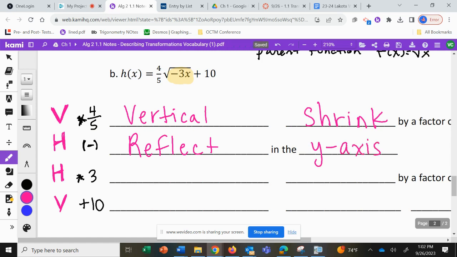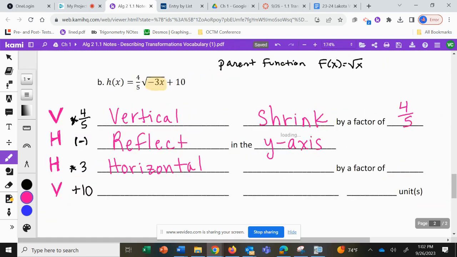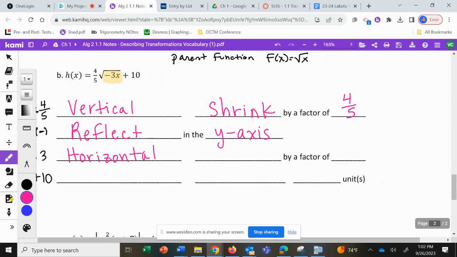Times by 3. That is multiplication. So we're doing a stretch or shrink. It's horizontal. So I will start with the word horizontal. Okay, I'm going to put, if it's a stretch or shrink, last. You can do it first if you want. It doesn't matter. But I like to go to by a factor of. That's where I have to put the reciprocal of 3. So 1/3. That is the reciprocal.